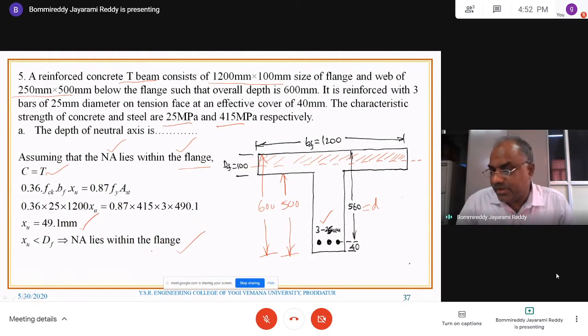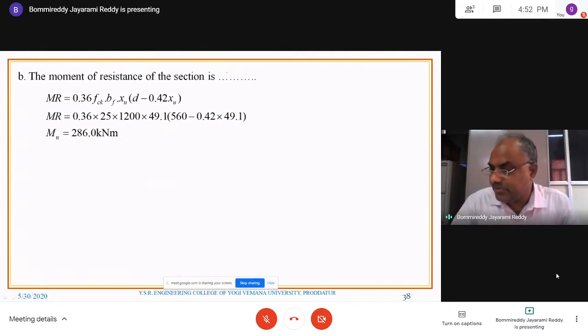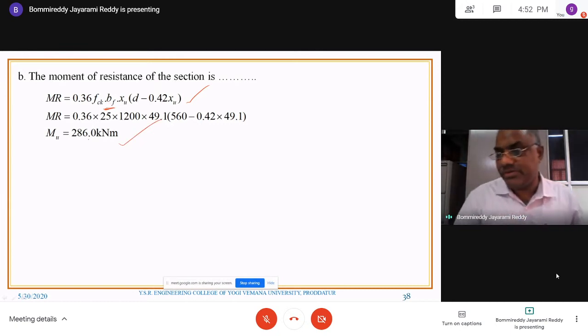When it lies within the flange, what is the moment of resistance? Moment of resistance is same as that of rectangular beam of width equal to B suffix F. So moment of resistance is 0.36 FCK, this is important, B suffix F, XU, D minus 0.42 XU. So that means when the neutral axis is lying within the flange, the moment carrying capacity is same as that of rectangular section of width equal to B suffix F, and substitute all the values, you will get ultimate moment of resistance equal to this.